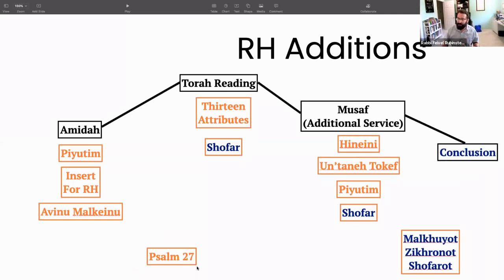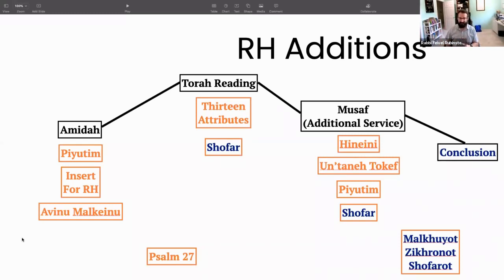Now, the one additional thing that I wrote down here is Psalm 27. Psalm 27 is a psalm that we say all during the month of Elul, going all the way through Yom Kippur, and some people even do it all the way through Sukkot. However, what I noticed looking at all the different mahzorim is that some of them put it in the morning blessings, some of them put it at the end, some of them stick it somewhere in the middle. There's no real regulation on where people say Psalm 27. So that might be an extra addition you might find in your Mahzor somewhere, is Psalm 27.